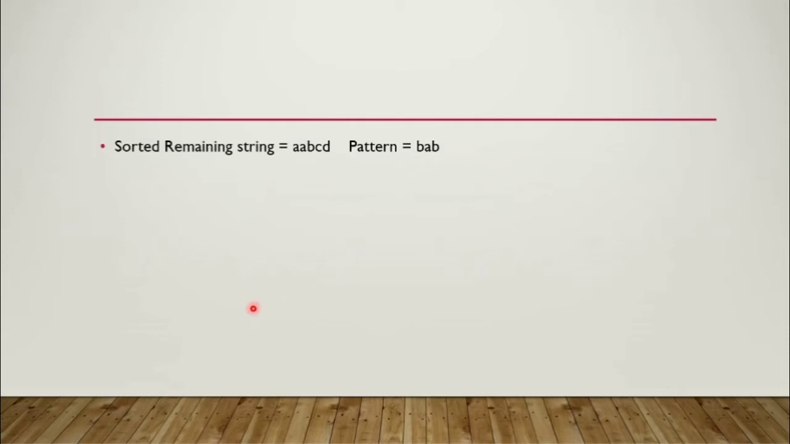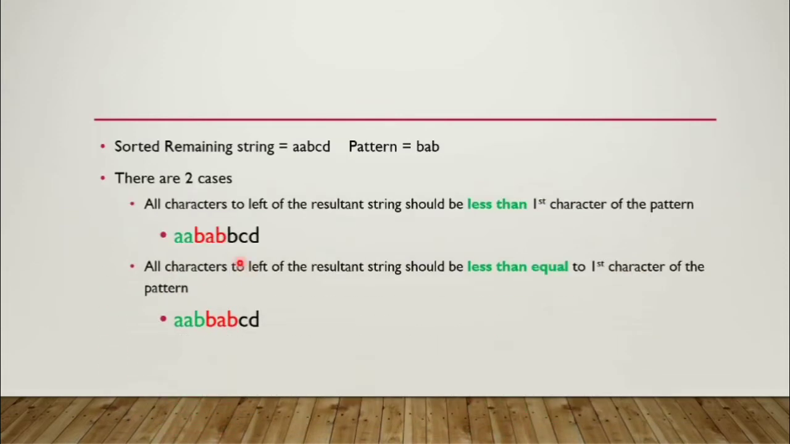Now, to insert the pattern into the sorted remaining string, there are two cases. Here the first case is that all the characters to the left in the resulting string should be less than the first character of the pattern. Here the first character of the pattern is B.